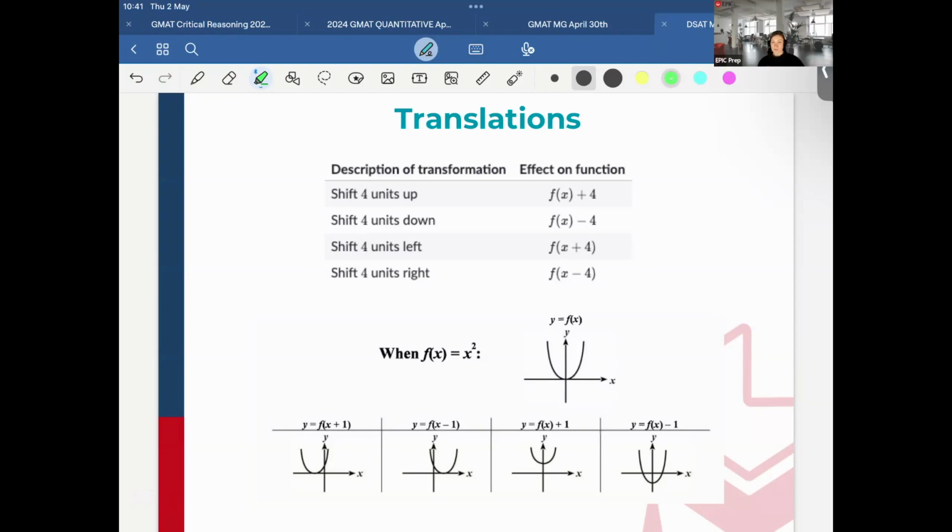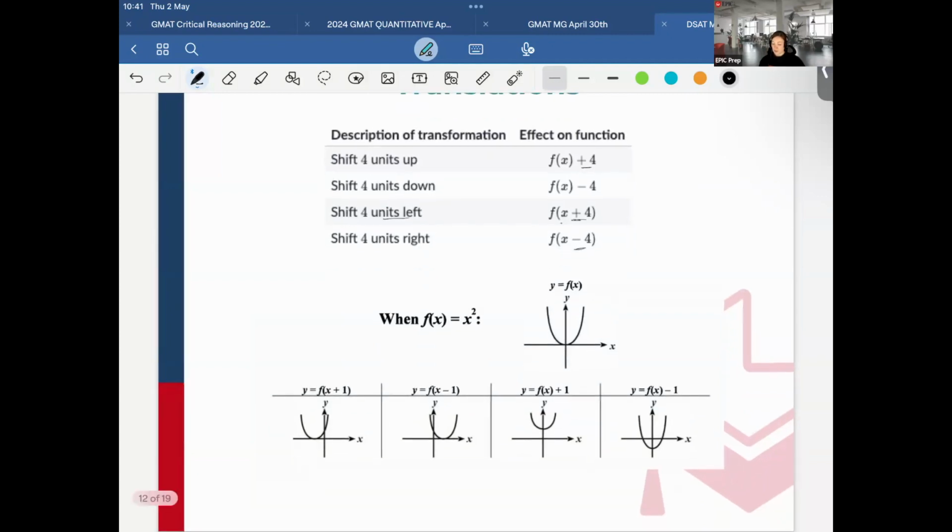Okay, so another thing I believe you should be super confident with for May SAT, also any SAT, is translations. So be super familiar that if you're shifting up, I would be adding 4 to the function. If I'm shifting down, it's -4. Note that if the function is shifting left, I add 4 to the x value, and if it shifts right, I subtract 4 from the x value.